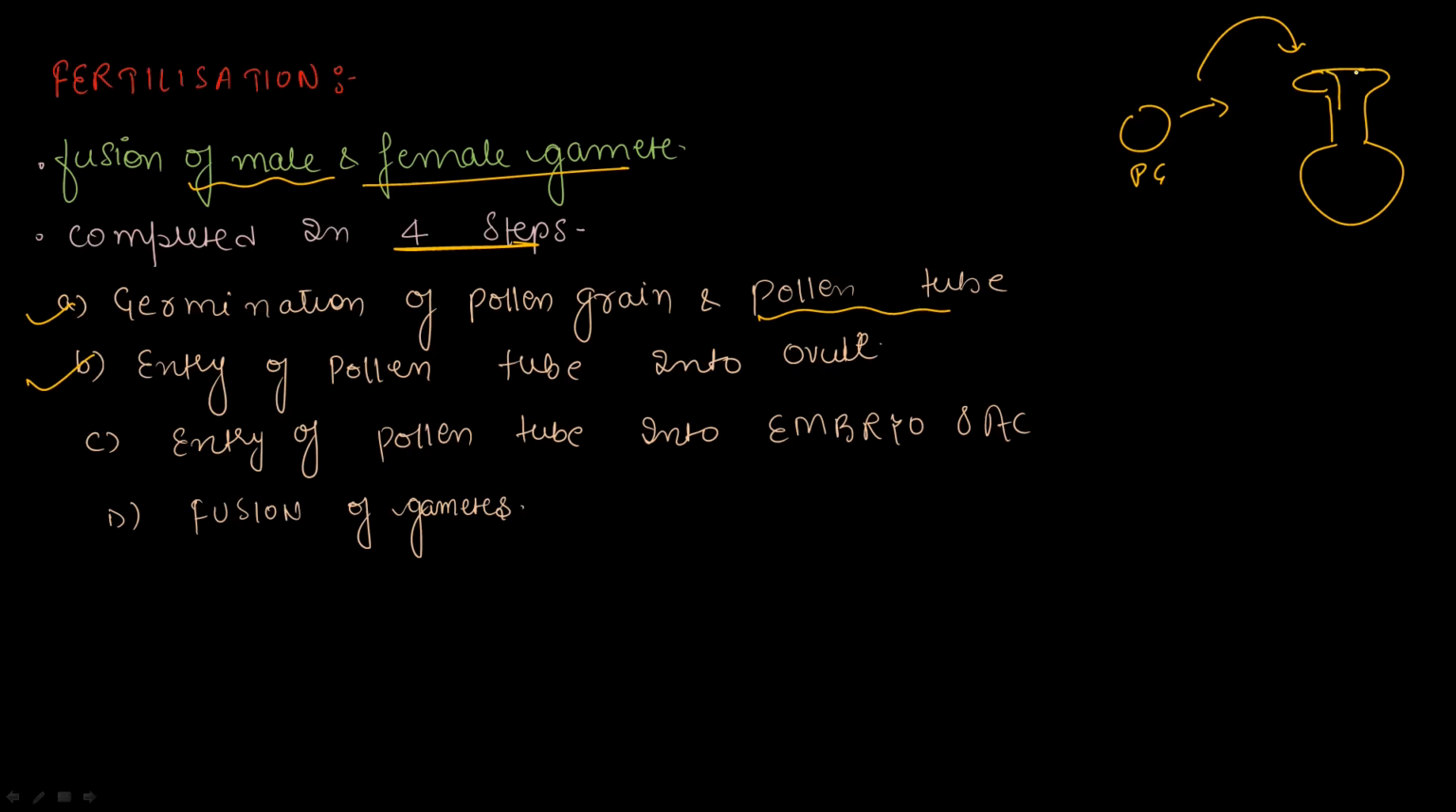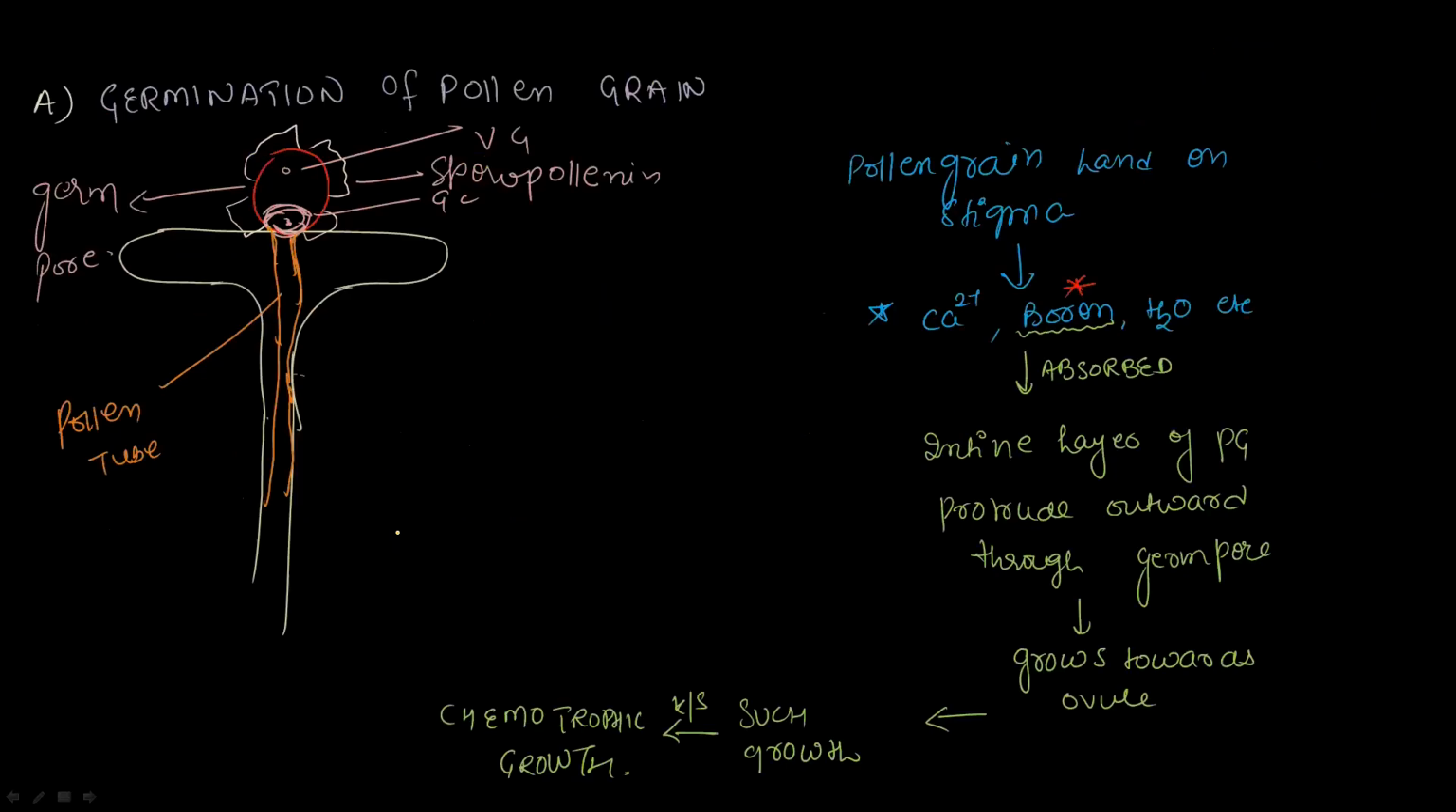Then you have the entry of the pollen tube. The pollen tube is formed, and then the pollen tube enters into the ovule, right? And then there is the entry of the pollen tube into the embryo sac, and then there is a fusion of the gametes. All right, so we are going to see each and every step in much more detail. So let's go further. A, that is the germination of the pollen tube. In this image, you can see your pollen grain, and this pollen grain consists of the vegetative cell as well as the generative cell, and the outer sporopollenin layer where the germ pore is absent. You can see this germ pore where the sporopollenin is absent.